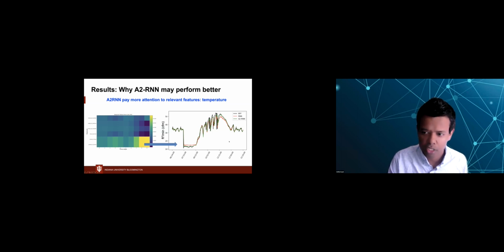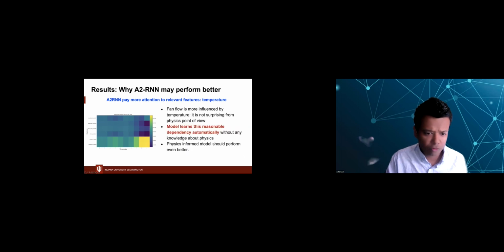For example, here we see that attention-based RNN is performing better than regular RNN. However, this is not surprising because if fan flow is determined by something, it should be by temperature. So from a physics point of view, it perfectly makes sense. However, this model is learning this automatically because we have not input this type of information to the system. The model learns this reasonable dependency automatically without any knowledge about physics.